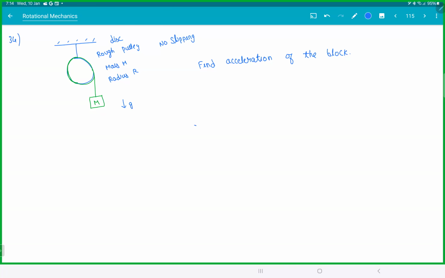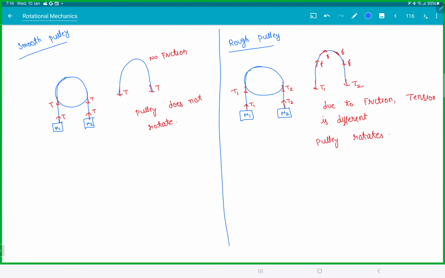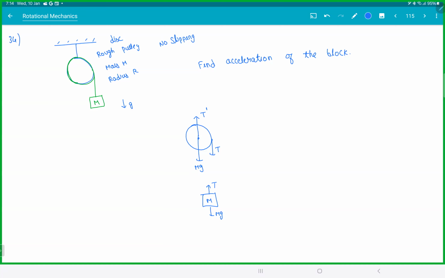See, FBD. This tension T dash, your own weight mg, tension T, block M, tension T and mg. Now see, accelerations. This is alpha, this is A. Now don't blindly write A is equal to R alpha. Are you getting it? That's a blunder. Reason, this is how you should get it actually.